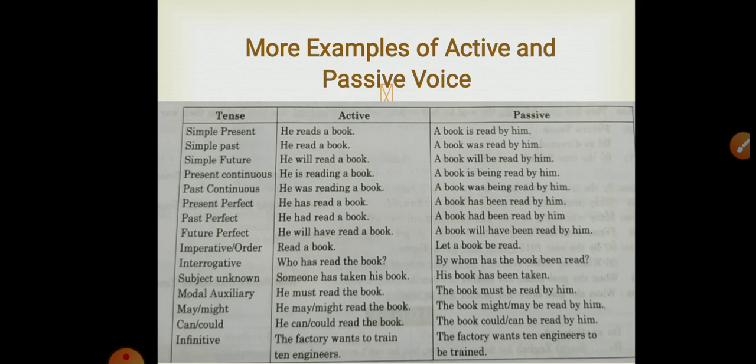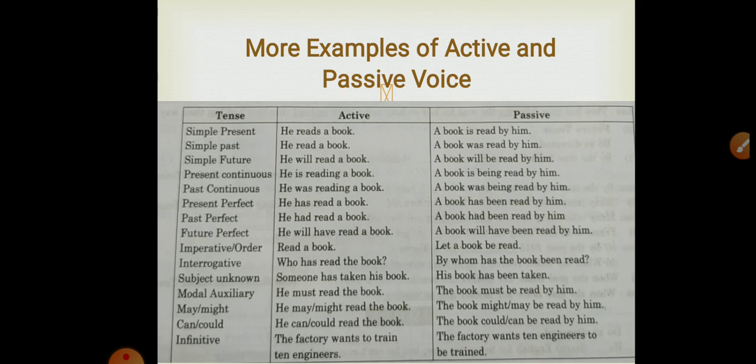Now present continuous, he is reading a book. Now here one rule is there: when we are writing ing in the sentence, means when the sentence is in a continuous form, compulsory we have to write being, B-E-I-N-G. We have to use being form. So here, he was reading a book, a book was being read by him.